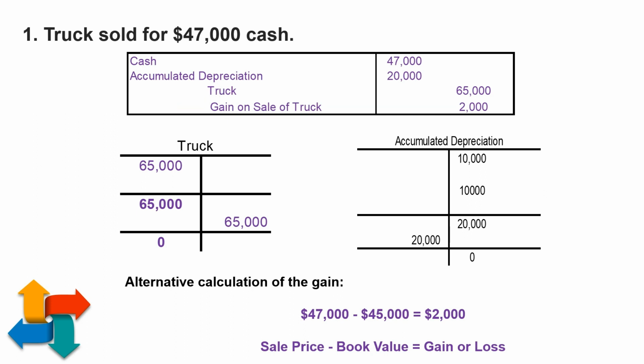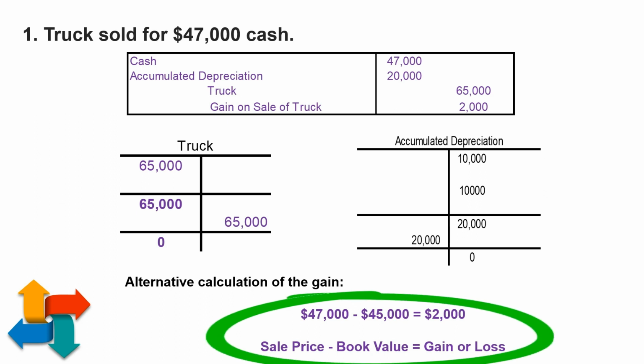You see, another way to calculate the gain, besides preparing this journal entry and saying, well, what's the difference between the debits and the credits, and that represents my gain in this particular case. Another alternative calculation is to say, well, the gain is equal to the sales price, which is the amount of cash we received. We sold it for cash of $47,000, or $47,000 sales price minus the book value of the asset. This is the value that we're carrying on our books. Original cost of $65,000 less accumulated depreciation of $20,000. The book value at the moment that we sell this truck is $45,000.